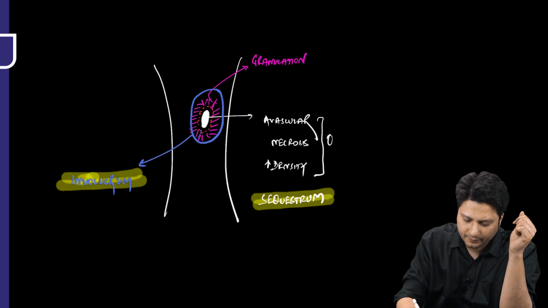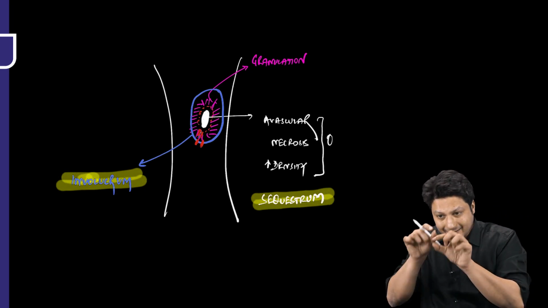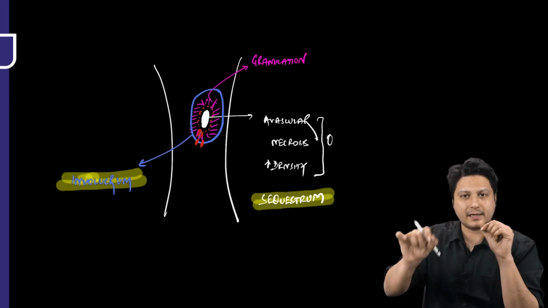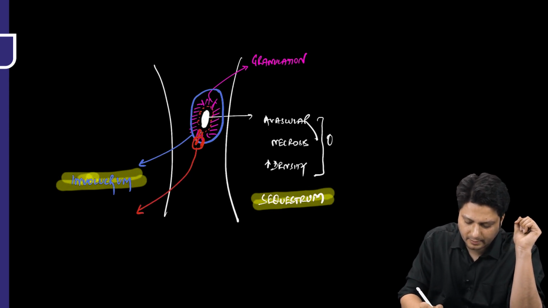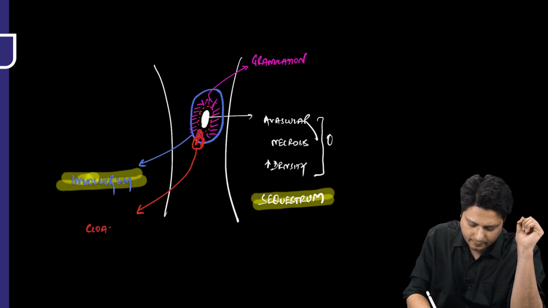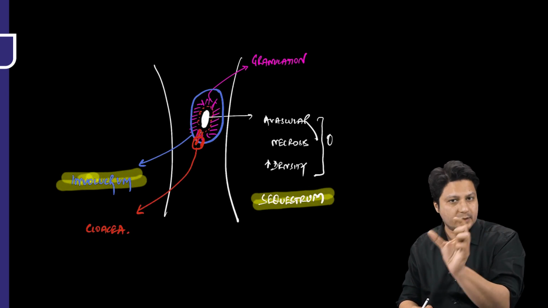What happens over a period of time, if the organism continues to grow, for example, this is the organism, it continues to grow, then it will create a window in this involucrum. Alright, it will create a hole, a fenestration in this involucrum, and this hole which is created in the involucrum is known by the name of cloacae. All right, so cloacae is a fenestration or a hole in the involucral wall.